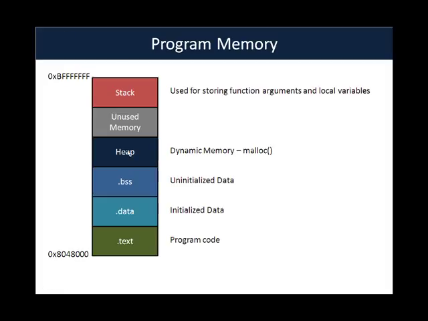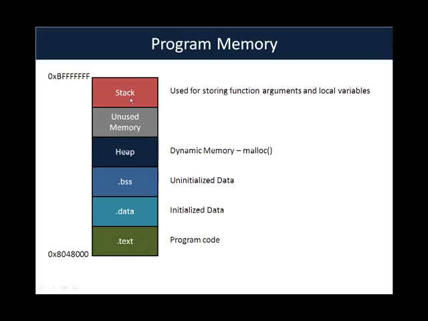Now we are all familiar with malloc, right, which we've been using in C to generate dynamic memory. Whenever you call malloc, it returns a pointer to some memory in the virtual memory space, and this is where it is, the heap. Then you have a lot of unused memory, and then finally the stack.